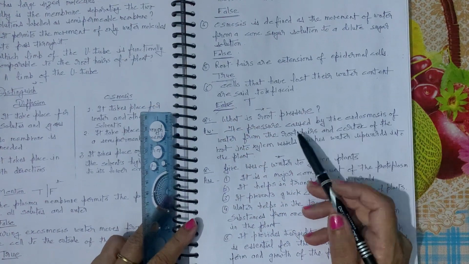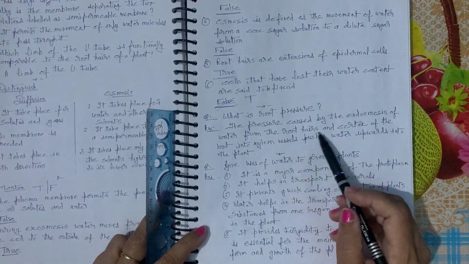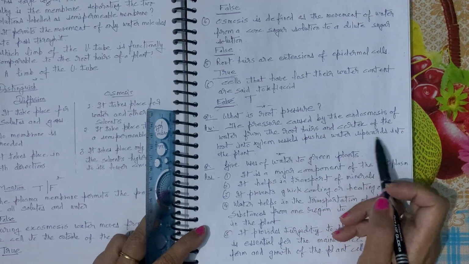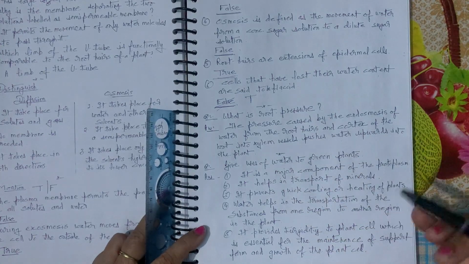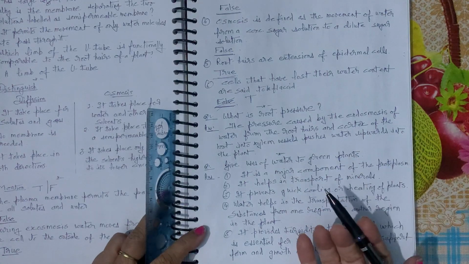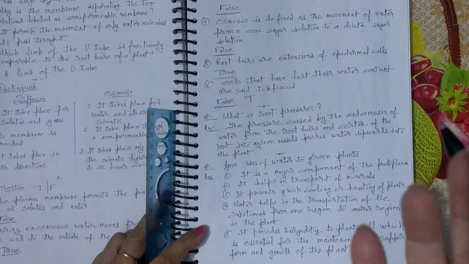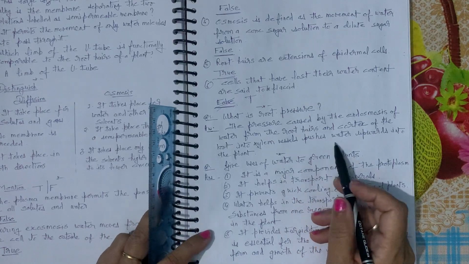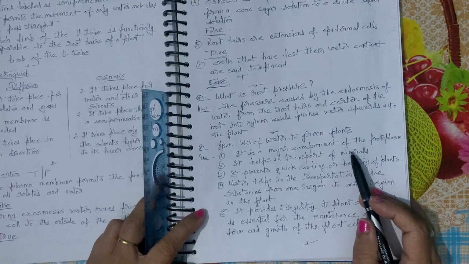What is root pressure? The pressure caused by endosmosis of water from the root hairs and cortex of the root into the xylem vessel pushes water upwards into the plant. Root pressure, जब endosmosis से water root hairs में cortex की तरफ बढ़ता है तो इससे एक upward force create होता है, और that pressure exerted by the root is called the root pressure.